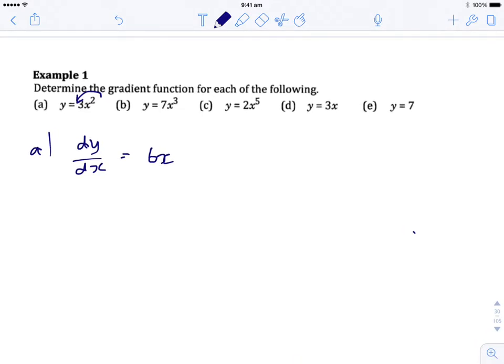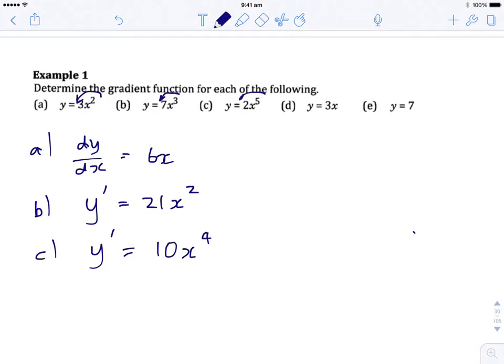Part B, y equals 7x cubed. Now I'm going to be lazy here and write y dash. That's another way you can write the derivative. So bring the number down the front. 3 times 7 is 21, and subtract 1 from the power. 21x squared. C, y equals 2x to the power of 5, so the derivative is 10x to the power of 4. Bring the number down the front, subtract 1 from the power.